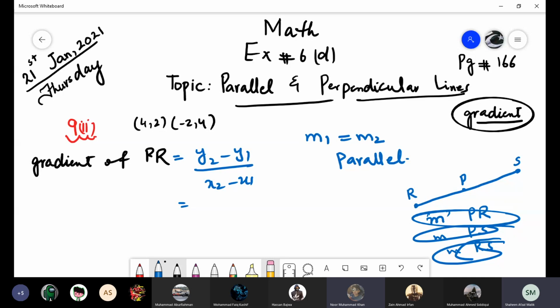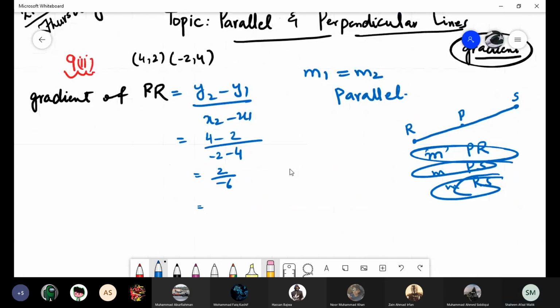Substitute the values. 4 minus 2 over minus 2 minus 2, minus 2 minus 4. So it will be 2 over minus 6. So we can write this is equal to minus 1 by 3. If we cancel with the table of 2, 2 ones are 2, 2 threes are 6. It will be minus 1 by 3. Yes, ma'am. Okay. Then the gradient of any other second point, gradient of PS.